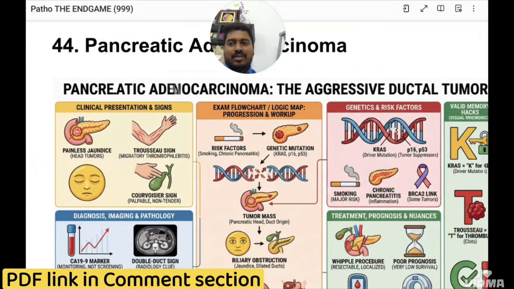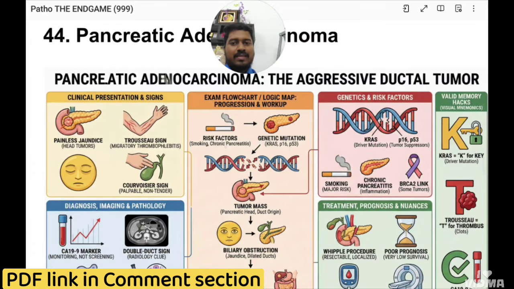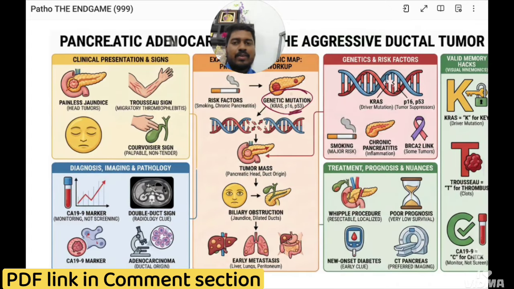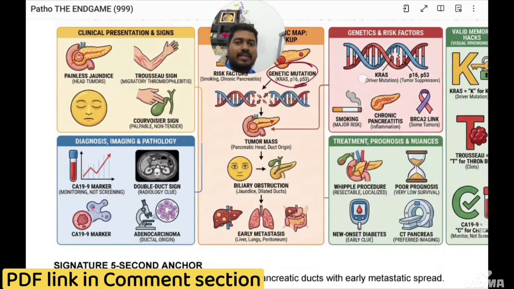So next one is pancreatic adenocarcinoma, a very aggressive tumor. Okay, so what are the risk factors? Mainly smoking and recurrent chronic pancreatitis. There are genetic mutations also, like KRAS. Where have you heard KRAS? Yes, very good, in colorectal carcinoma. P16 and P53. These three mutations are involved: KRAS, P16, P53. They cause changes in DNA, and then there will be a tumor mass.